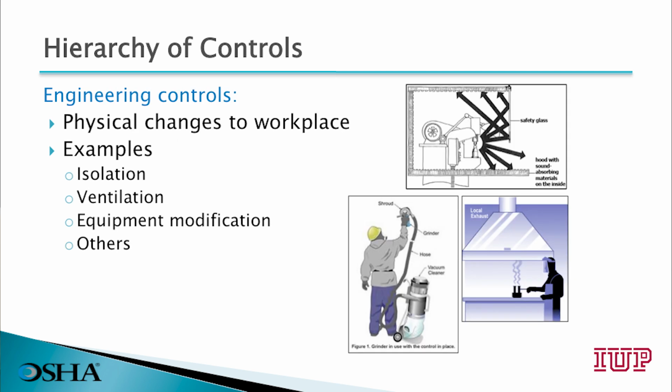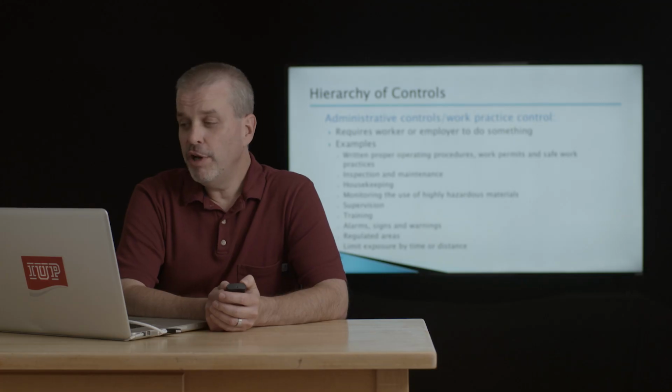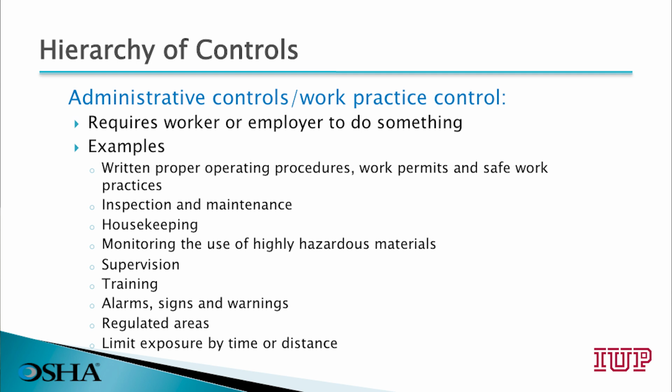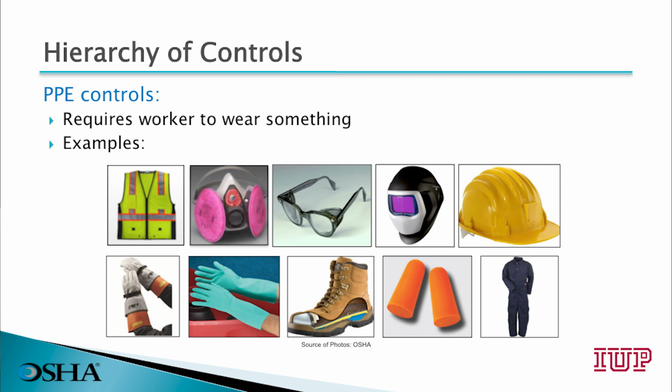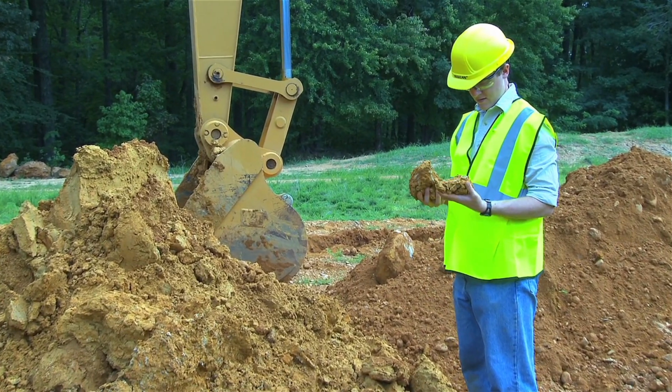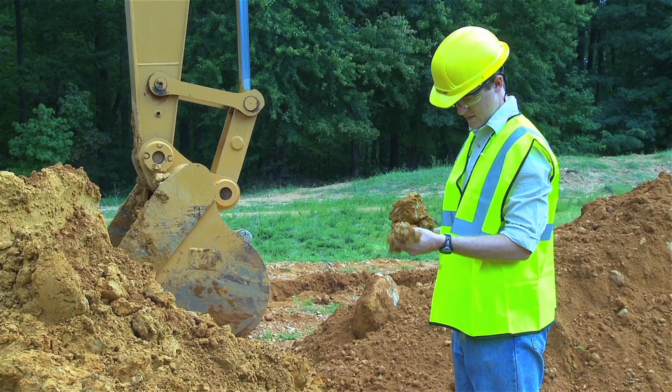Engineering controls. These are physical changes made to the workplace, such as isolation, ventilation, equipment modification. Administrative controls require the worker or the employer to do something, like operating procedures, work permits, safe work practices, housekeeping, supervision, training, alarms, signs, and warnings. PPE controls. Again, the least effective. This requires the worker to wear something, like a vest, a respirator, safety glasses, a welding helmet, steel-toe boots, or hearing protection.